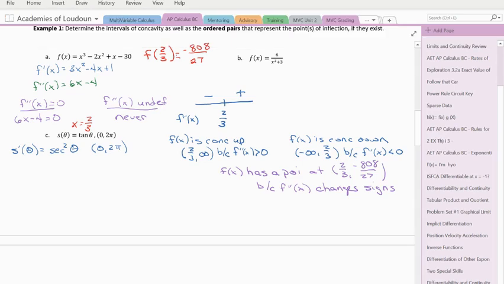Our second derivative will be 2 secant theta times the derivative of secant theta, which is secant theta tangent theta. So we can simplify this to 2 secant squared theta tangent theta.